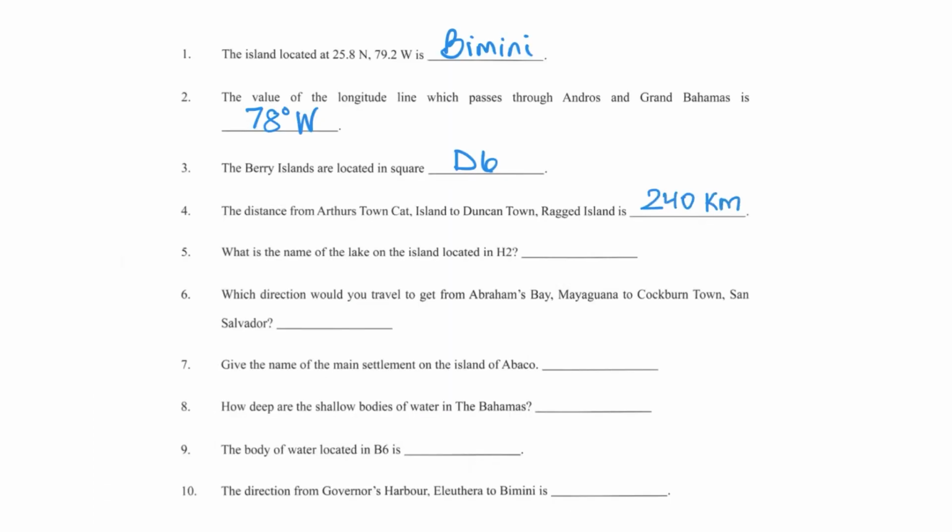The fifth question says, what is the name of the lake on the island located in H2? Again, this is a grid reference question. So we're going to have to first locate H, and H is located right there. And then we're going to have to locate 2, and it's located right there. So we're looking for the island that is within that square.